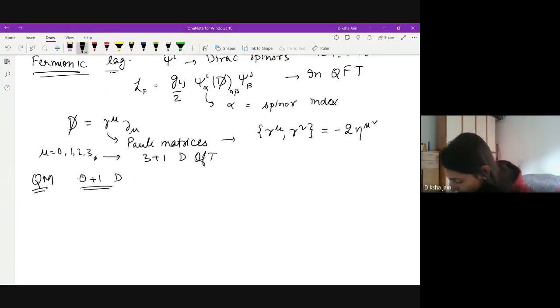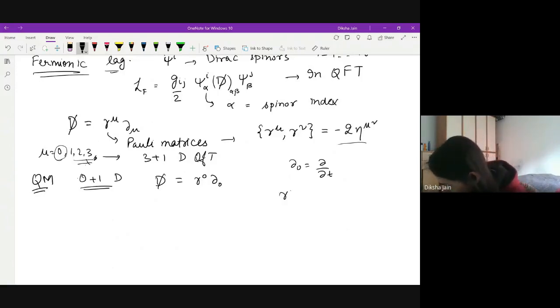Okay. So for the 0 plus 1D system, mu is just 0. I just have time. I don't have any spatial coordinates. So my D slash will be gamma 0 D0, where D0 is d by dt. Now I don't know if you take eta 00 to be plus or minus. From this algebra, when mu and nu are both 0, you get 2 gamma 0 square equals 2 eta 00, and the 2 and 2 cancel. I take eta 00 to be 1, so gamma 0 square is -1. So I can take gamma 0 to be i. So my D slash is i d by dt.